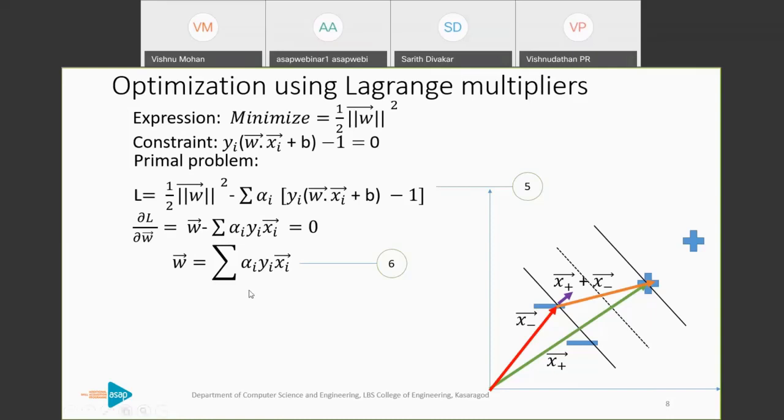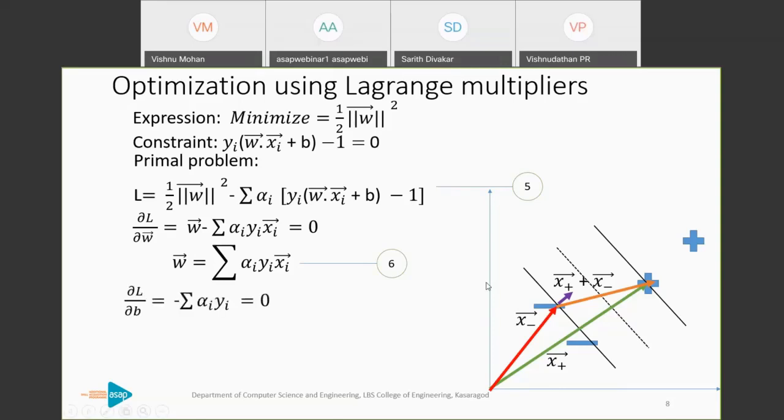So you have done a lot of mathematics here. Okay, but what did you get now? W is the linear sum of, I cannot say it's all samples, because alpha i will be 0 for the samples other than your support vectors. Okay, so I'll say W is the linear sum of some samples. So for support vectors, alpha i is non-zero, and alpha i is 0 for all other samples.